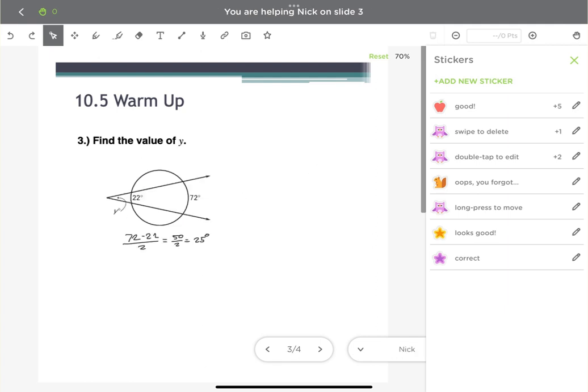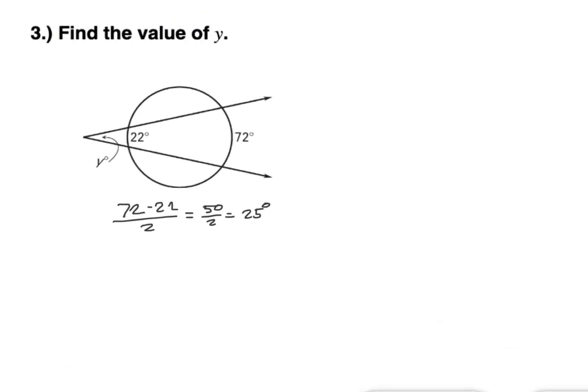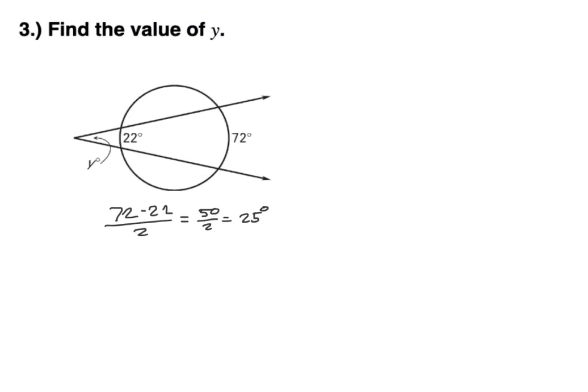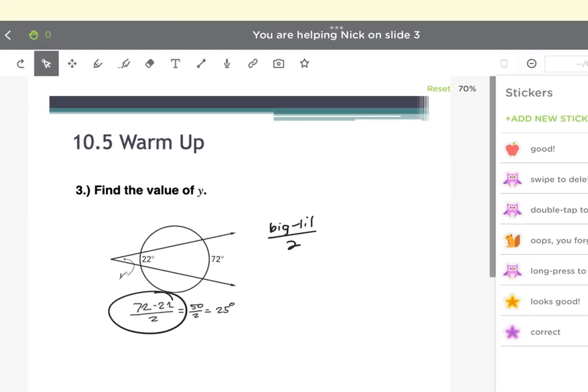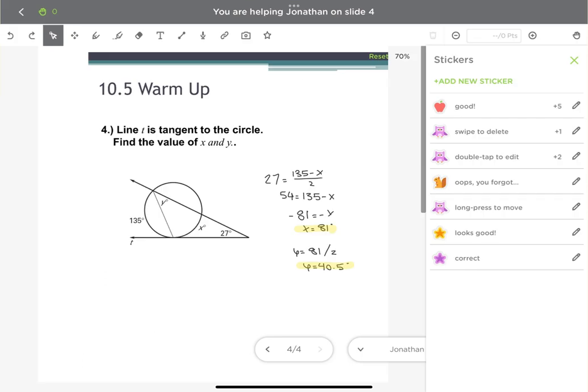This is 3. So this is your exterior angle. When the angle's on the outside, we do the big arc minus the little arc divided by 2. So 72 minus 22 divided by 2 is 50 divided by 2, and that's 25. Again, overall, pretty good on that one. The last one got a little rough.